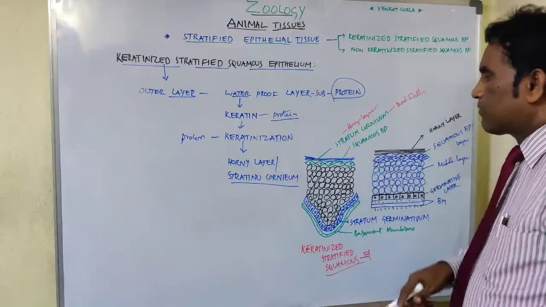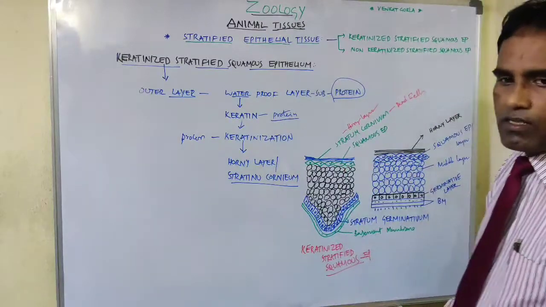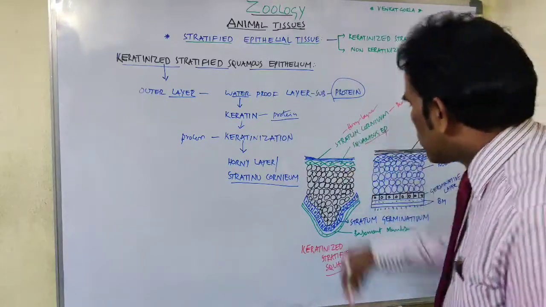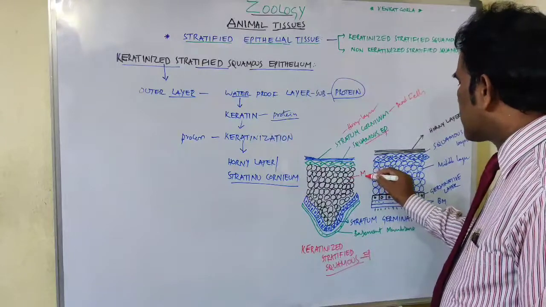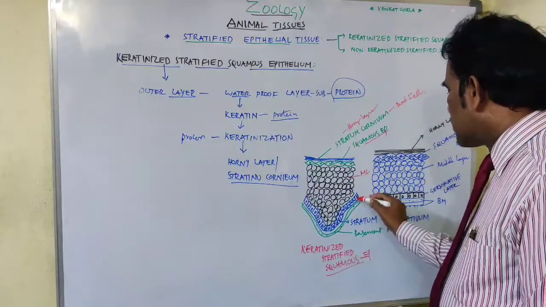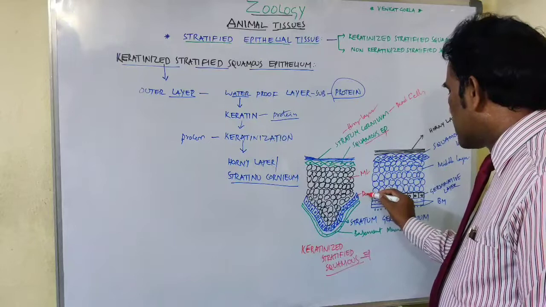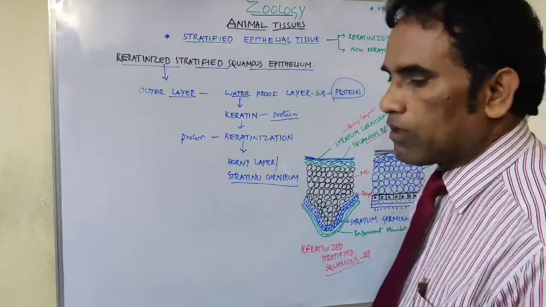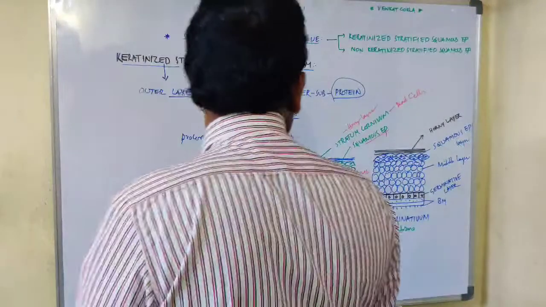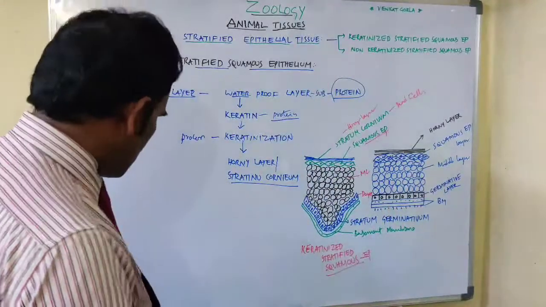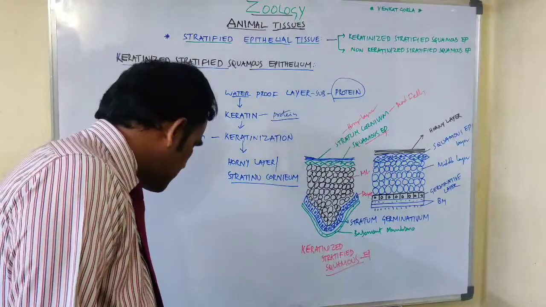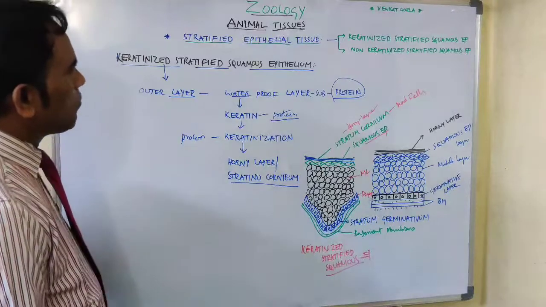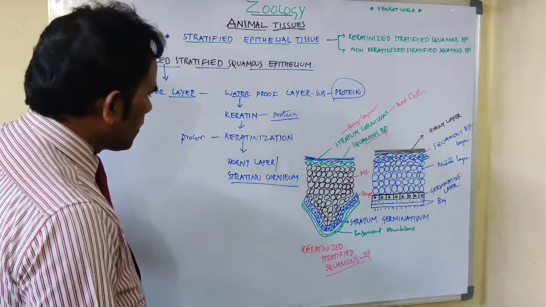Below these are stratified, flat cells with a nucleus, which we call squamous epithelium. Below these are the middle layers. The deepest layer is called stratum germinativum or stratum malpighi. Alright, so this is the description of the keratinized stratified squamous epithelium.